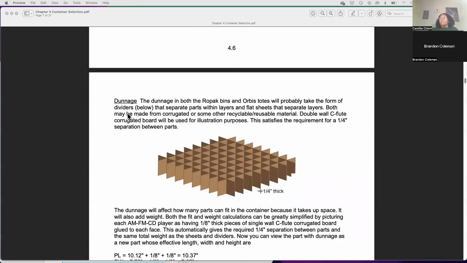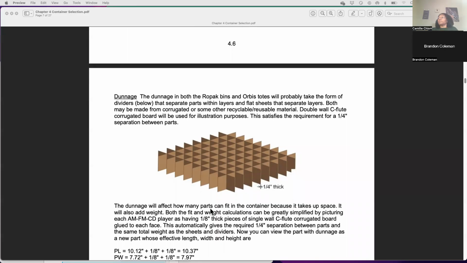So they're still talking about, for this dunnage, the radio. Okay, this one is a double wall C-flute. So it's 1/4 inch thick. So that's going to separate those parts by 1/4 inch. So like I said, going back to that radio and the requirement for that dunnage of being a 1/4 inch separation between each part.